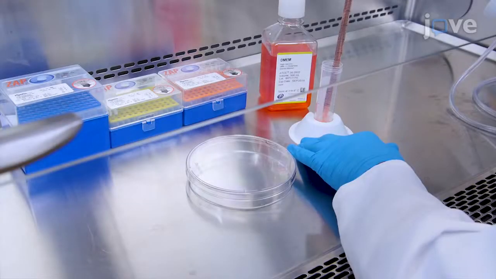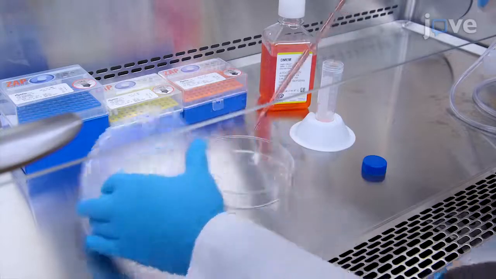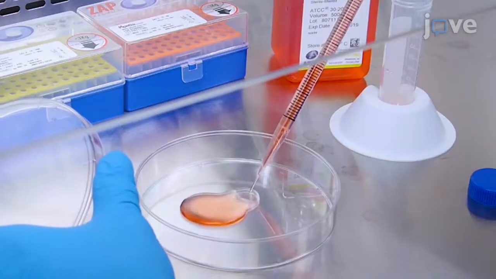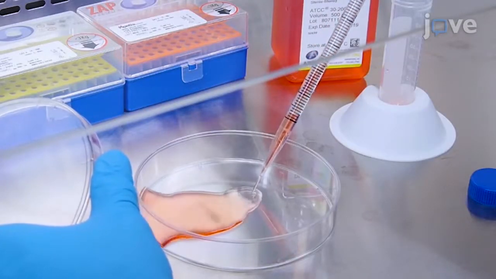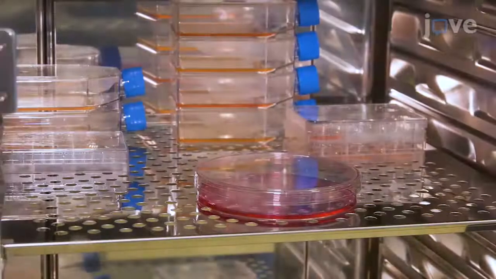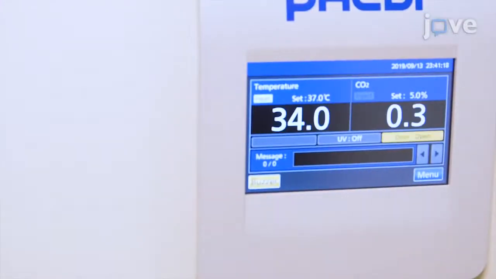Begin by seeding 1.5 times 10 to the 7 HEK293 FT cells in DMEM culture medium in a 150 mm cell culture dish for an overnight incubation at 37 degrees Celsius and 5% carbon dioxide with humidity.